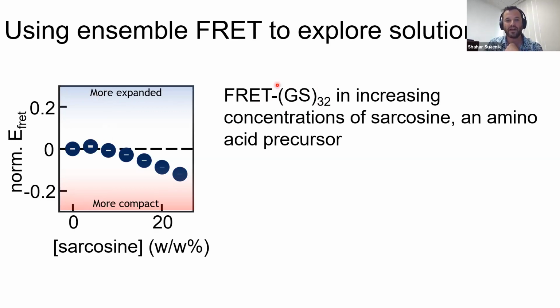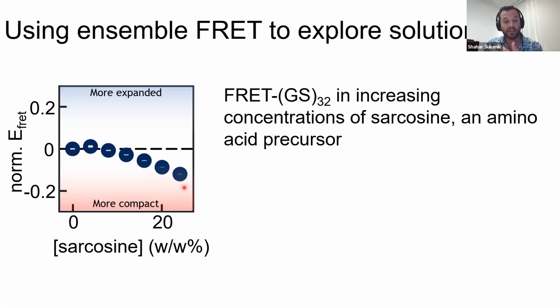And so over here, the FRET efficiency of the GS32 repeats, of course, starts from 0 because it's exactly the same dimensions as the GS32. But as we start adding sarcosine into this mixture, we see that the dimensions start changing.